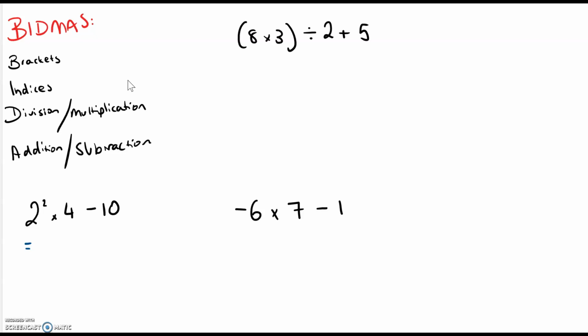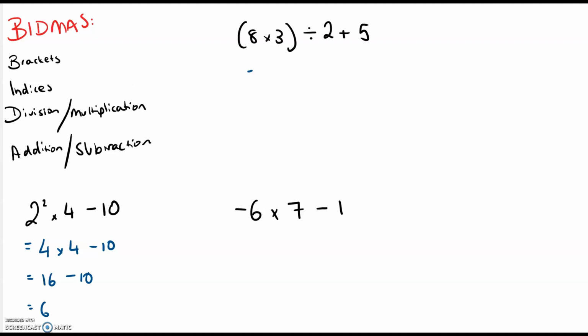So here we've got an indices, so we're going to do that first. So 2 squared, that's 2 times 2, which is 4. Then I'm just going to write everything else exactly how it stays in the question there. Next one, we've got a multiplication, so that's our next thing that we're going to do. So 4 times 4 is 16, minus 10. Then we can work out the last bit. 16 minus 10 is 6, and that's our answer.